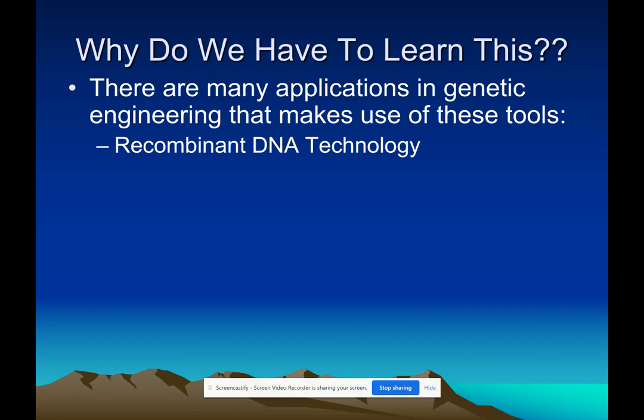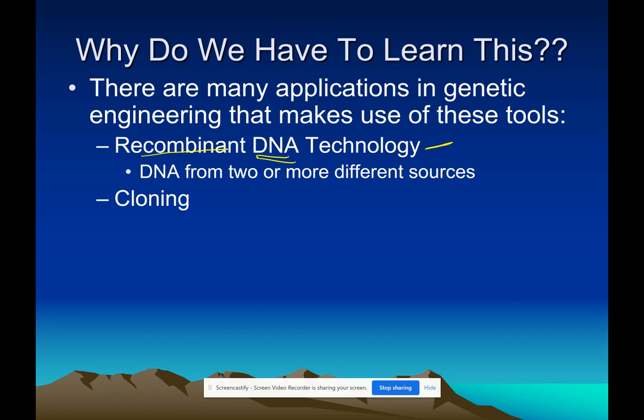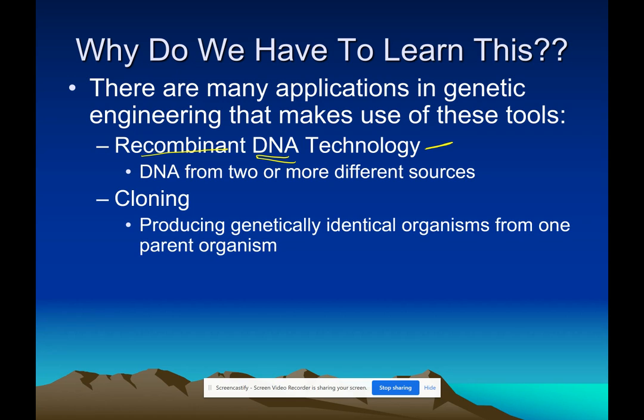Okay, the first thing that you're going to learn about as you go through the activities is this stuff called recombinant DNA technology. This is when we combine DNA from two different creatures. And you're going to see, well, why would we ever want to do that, and what benefit would that be? I was going to talk about cloning. Cloning is producing genetically identical organisms from one parent organism. This would be creatures that normally reproduce sexually, but we're going to make a clone, a direct copy, of one creature.